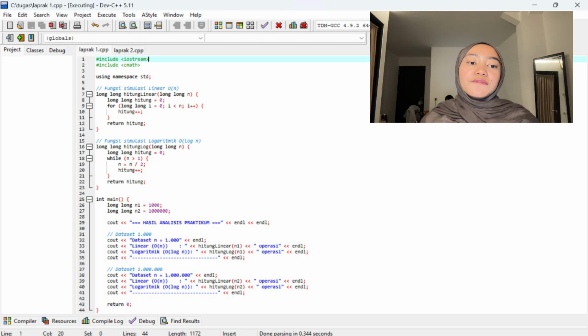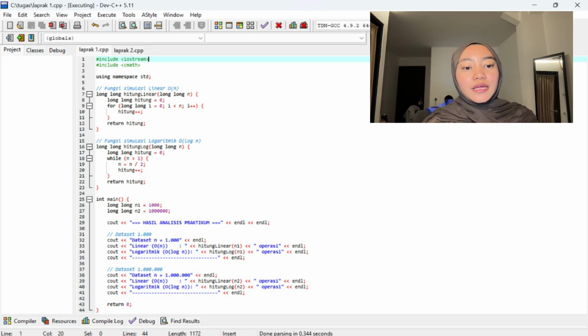Next, there is a function called hitung log. This function works differently. Instead of looping through all numbers, it keeps dividing n by 2 until n becomes 1 or less. Each division is counted as one operation because the value is cut in half each time. The number of steps is much smaller.